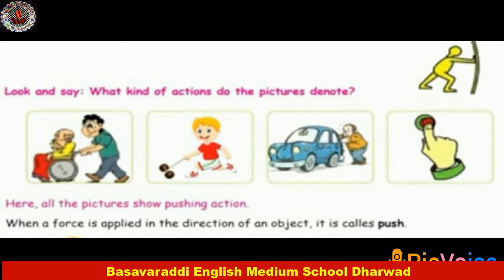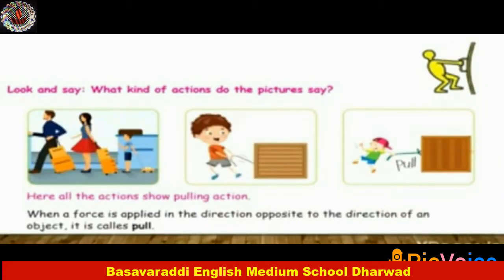The next one is pulling. When a force is applied in the direction opposite to the direction of an object, it is called a pull. Let's look at the pictures, and these pictures show the pulling activities. So finally, what is the force? A push or pull is called a force. Force helps us to stop, move and change the direction of an object.